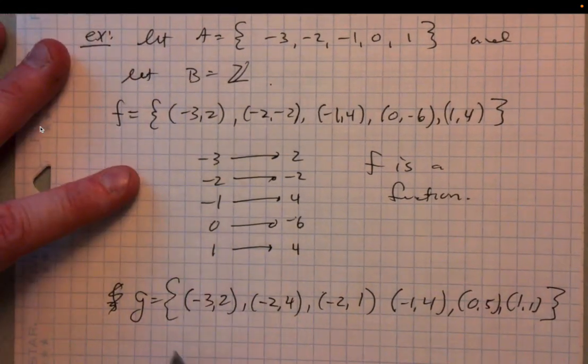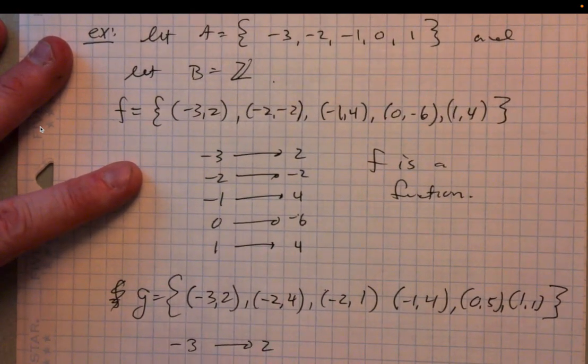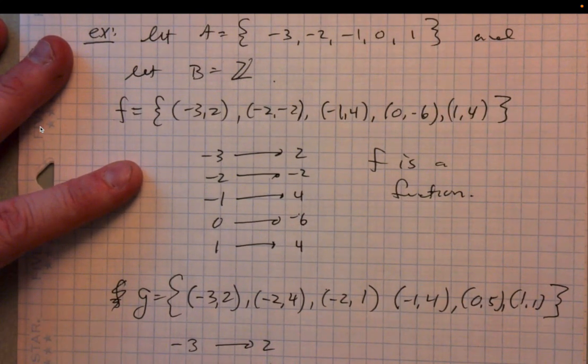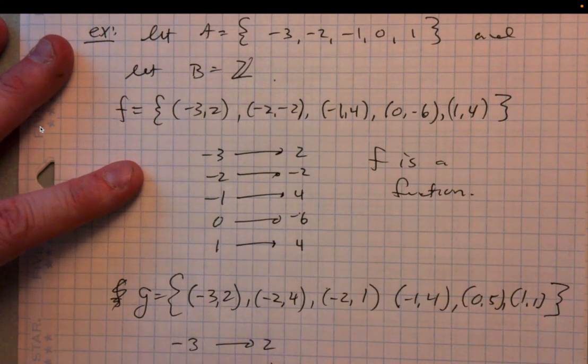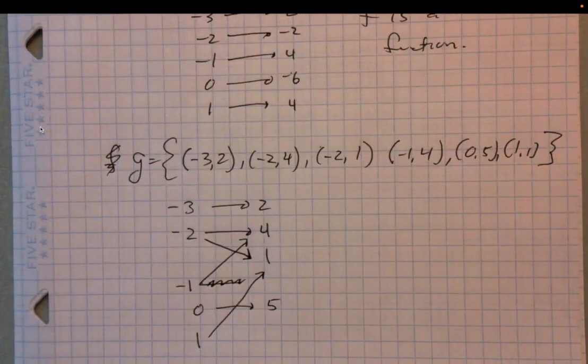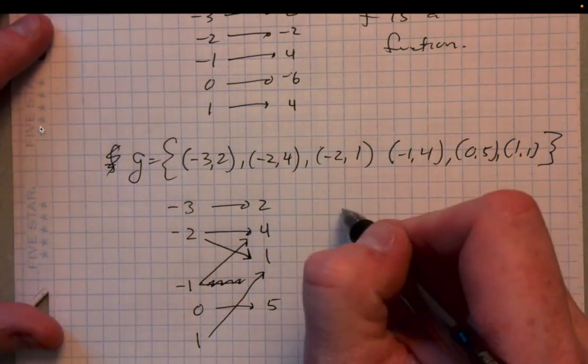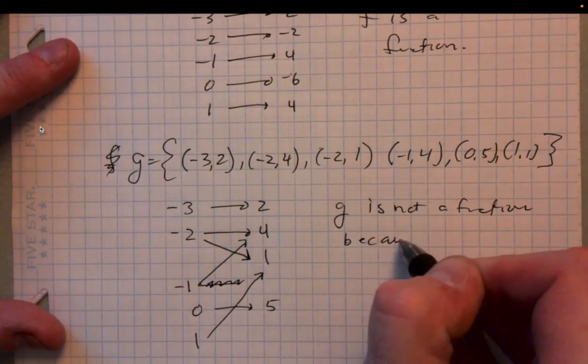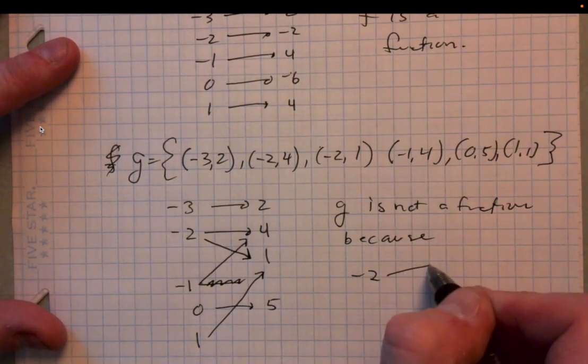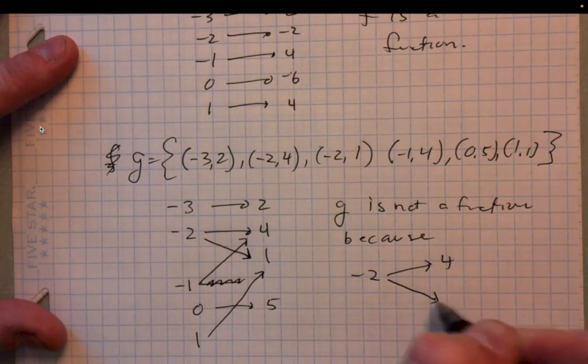Okay, so in this case, we've got negative 3 mapping to 2, we've got negative 2 mapping to 4, we've got negative 2 also mapping to 1, we've got negative 1 mapping to 4, and then we've got 0 mapping to 5, and we've got 1 mapping to 1. Okay, so this one is a little busier, a little more all over the place. Now, G is not a function, and it's not a function because negative 2 maps to 4, and it maps to 1.